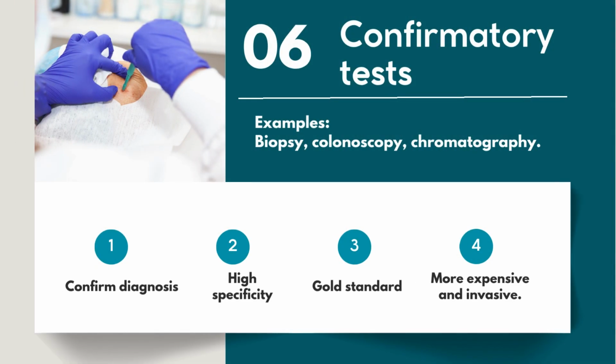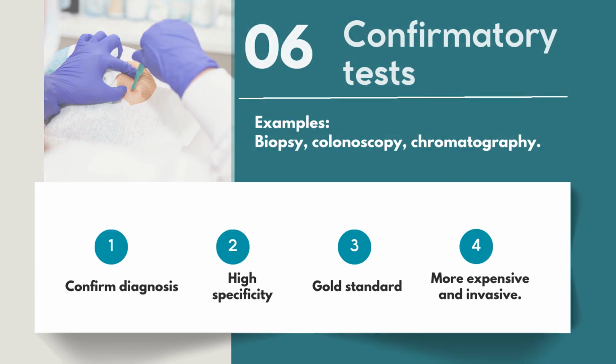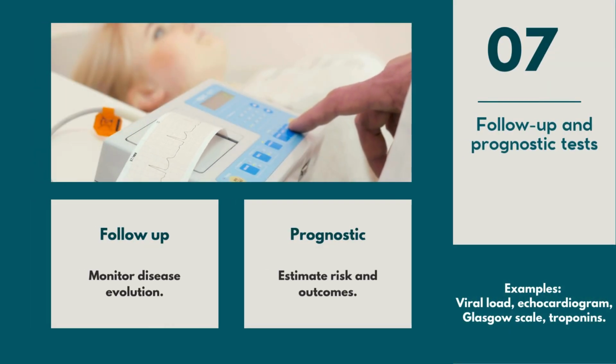Confirmatory tests are requested after a positive initial test or when clinical suspicion is strong. They are highly specific and considered the gold standard. They are usually more expensive and invasive. Common examples include biopsy to confirm cancer, colonoscopy, or gas chromatography in toxicology. Follow-up tests help monitor treatment response or disease progression, such as viral load in HIV patients. Prognostic tests, on the other hand, allow us to estimate the evolution and risk of complications, such as the Glasgow scale in trauma or troponins in acute coronary syndrome.